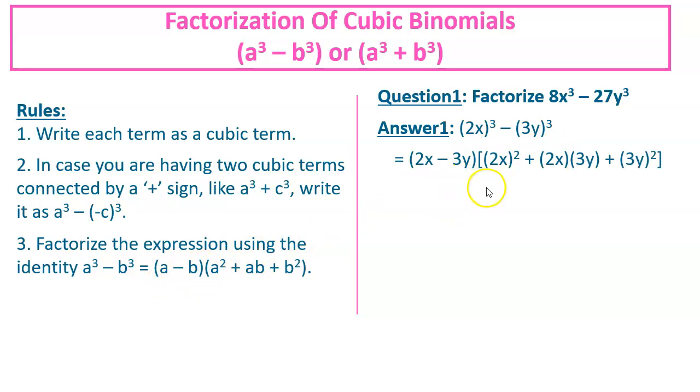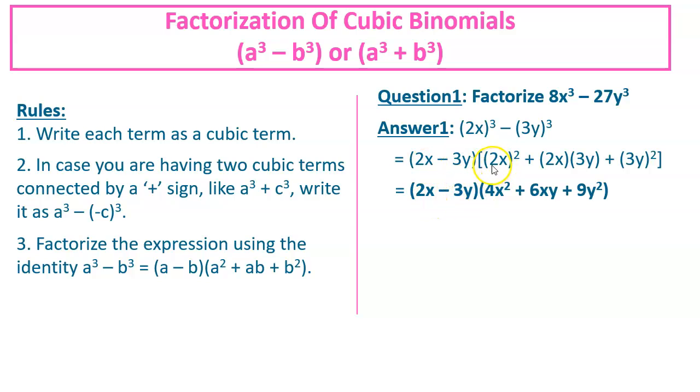And the second bracket will contain a^2, that is (2x)^2, plus ab, that is 2x times 3y, plus b^2, so plus (3y)^2. And now we come to the final form.